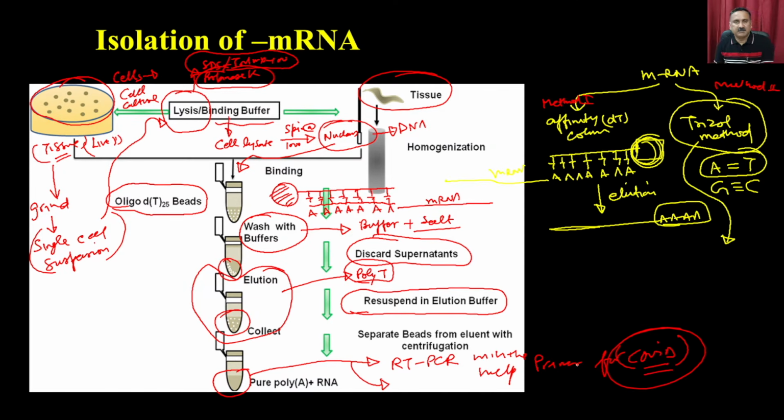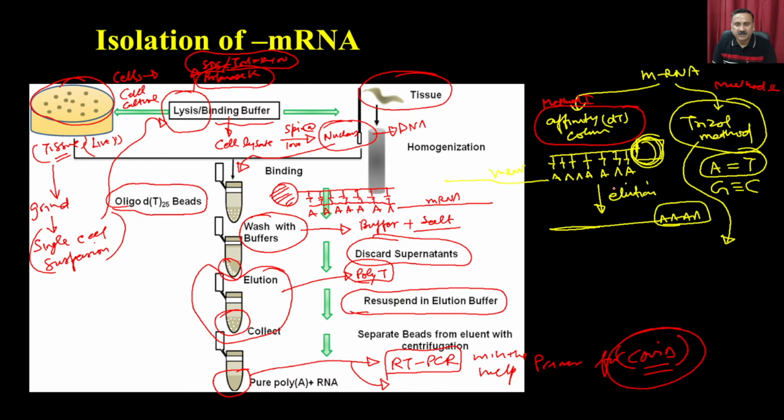Anyway, that is a separate part that we are going to discuss when we talk about real-time PCR and reverse transcriptase RT-PCR, and we'll also take up how you can use RT-PCR for these kinds of applications. So this is the first method, where you use the affinity column to purify the messenger RNA from the cell lysate or the tissue.